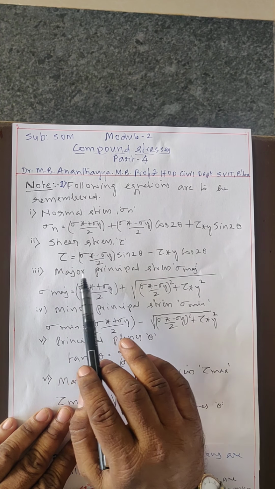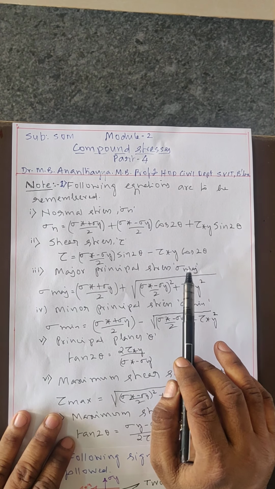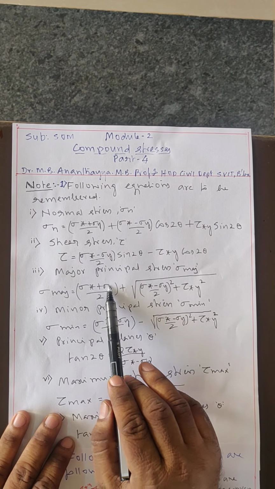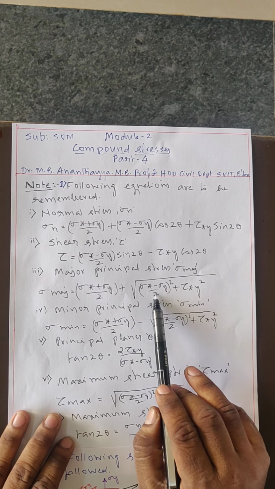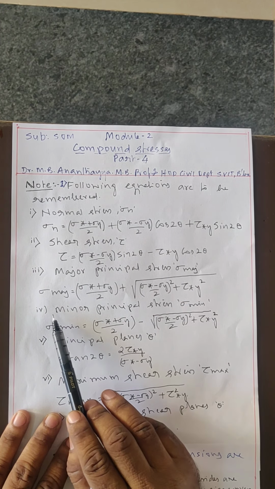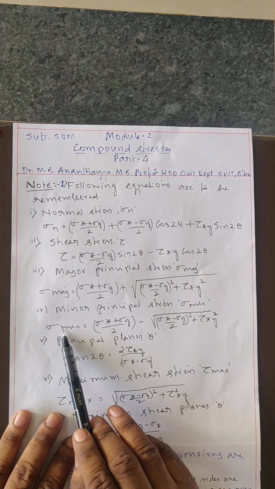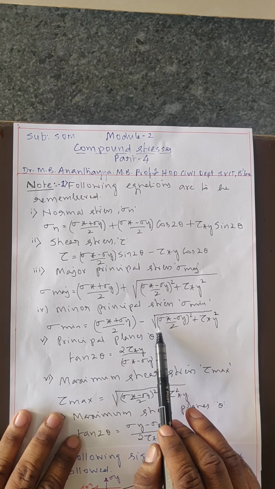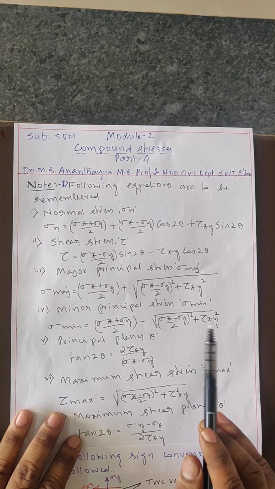The third equation is for major principal stress. It is represented by sigma major. Sigma major equals (sigma x plus sigma y)/2 plus under root ((sigma x minus sigma y)/2) whole square plus tau xy whole square. Then the next equation is for minor principal stress, sigma minimum. Sigma minimum equals (sigma x plus sigma y)/2 minus under root ((sigma x minus sigma y)/2) whole square plus tau xy square.